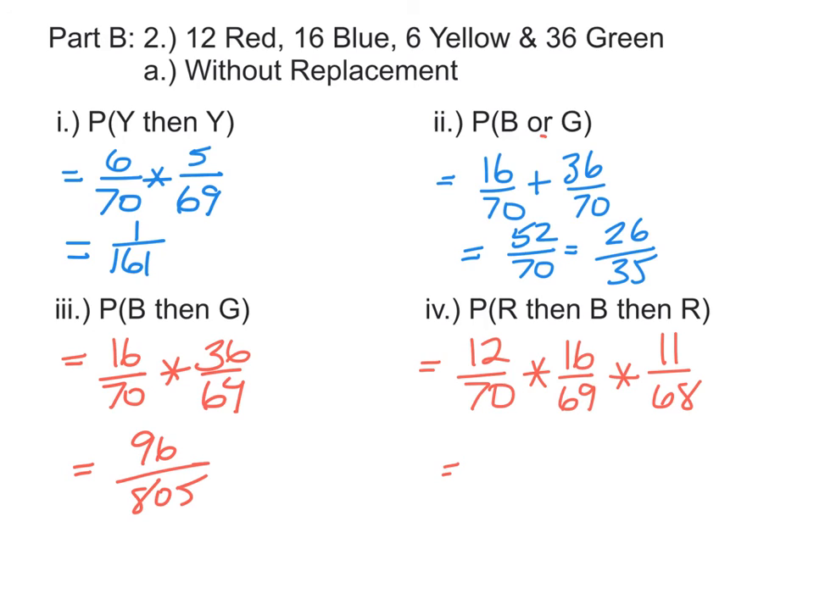If you multiply all of that out in your calculator, you'll get the decimal 0.0064. But as a fraction, it's 176 over 27,370.